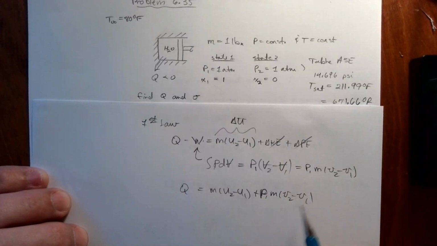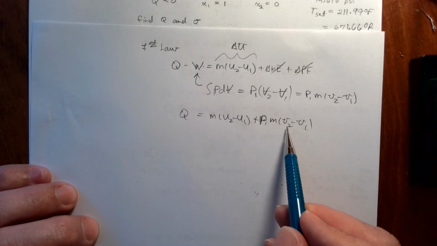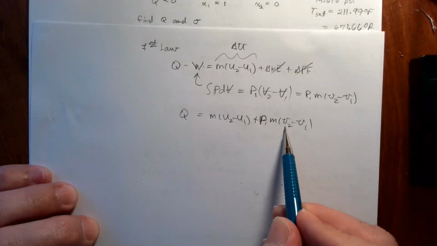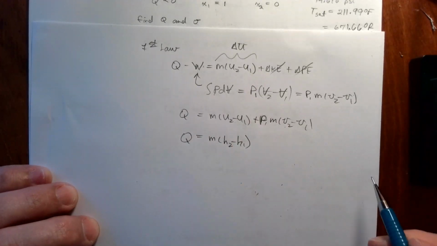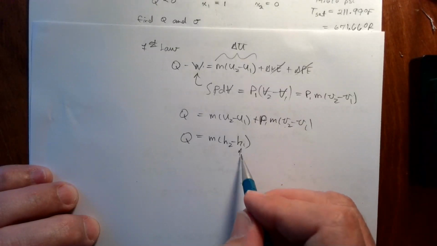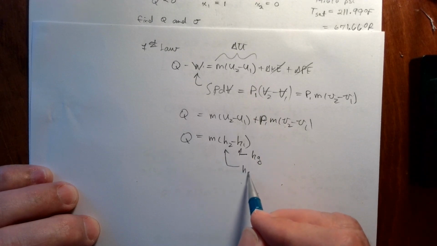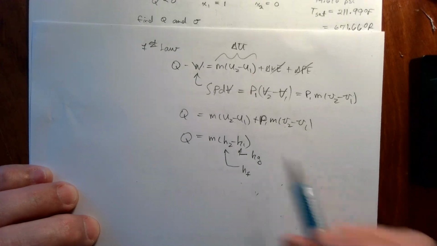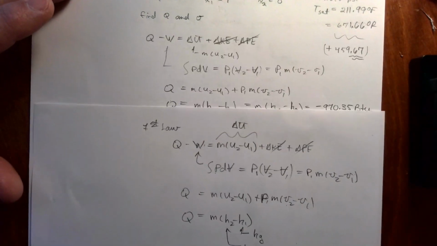(V2 minus V1). And so now these two properties can be combined to enthalpy, right? U plus PV is enthalpy. So this is actually just M(H2 minus H1). Okay, so H1 is Hg, H2 is Hf. At the end state, we end up as a saturated liquid. So we can substitute in numbers for that and come up with a value for Q. So that's what I've done here.